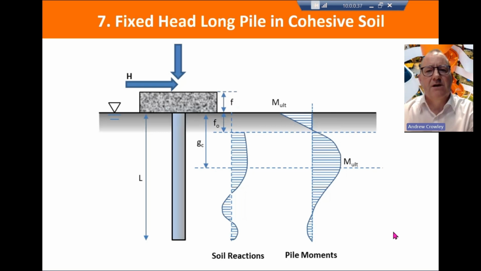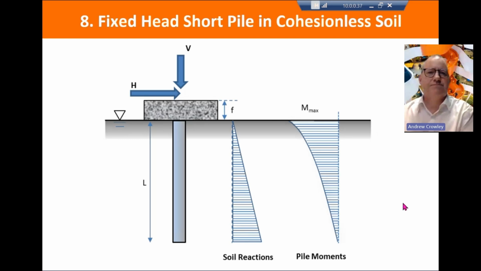For a fixed head long pile, again, we're looking at double curvature bending, and a moment distribution as shown here. Now into cohesionless soil with a fixed head pile, linear soil distribution and a parabolic moment distribution down the shaft of the pile, and the maximum moment is at the top of the pile.